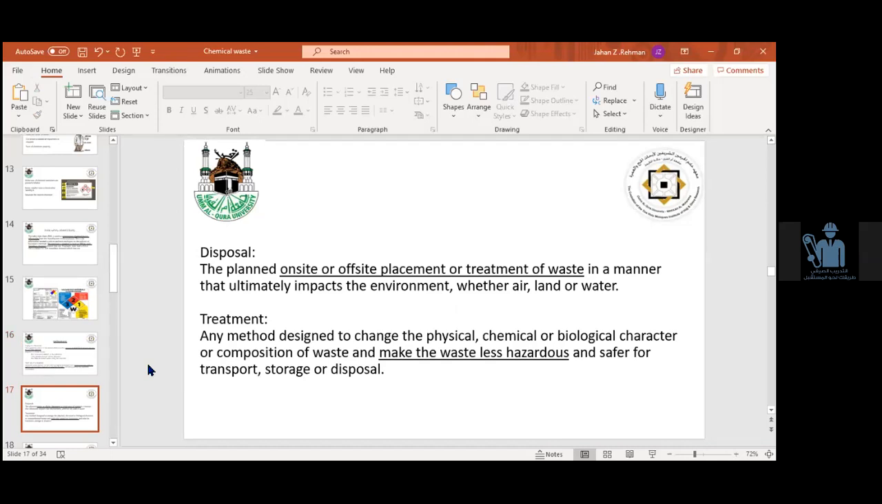Disposal means on-site or off-site, meaning within the lab or outside the lab. In our chemistry terms, on-site and off-site means inside the lab or outside the lab. Placement or treatment of waste. I must know how I dispose the chemicals in the lab. Every chemistry person, or every student who is going to be a chemist, must know how they are supposed to dispose the chemicals within the lab.